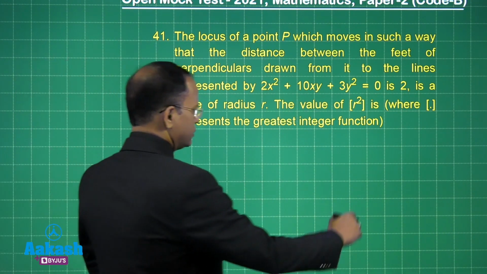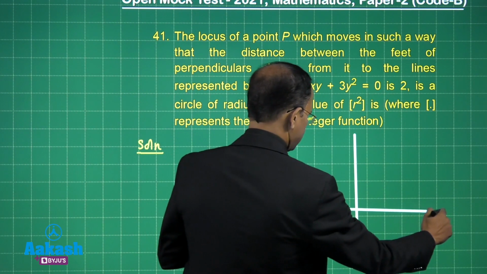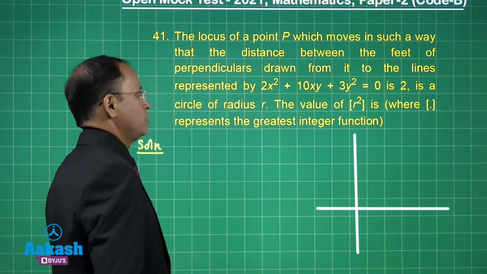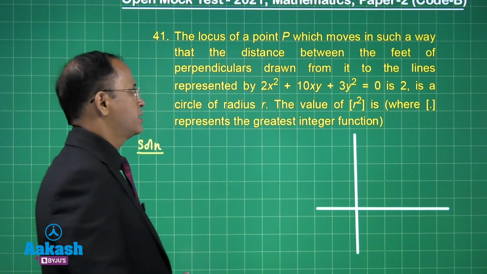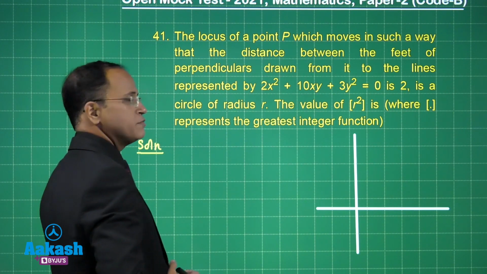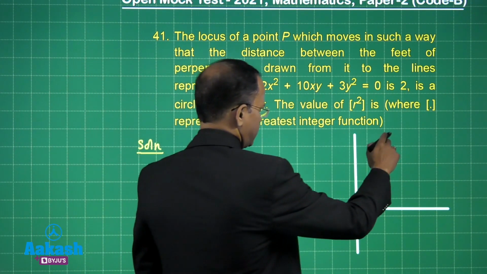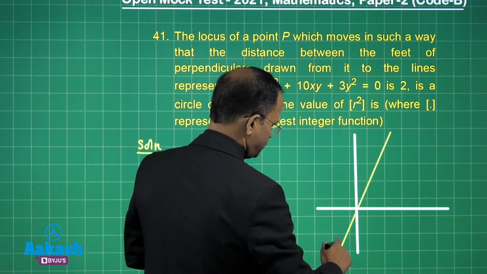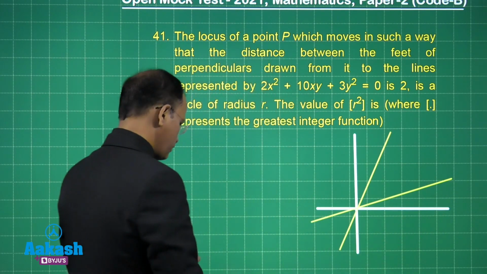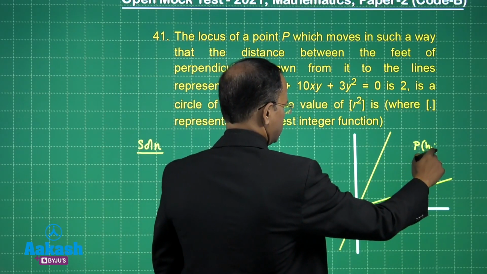You have been given the pair of lines, right? These are a pair of lines as we know, because this is a homogeneous equation of second degree, and it represents a pair of lines passing through the origin. So I am talking about lines like this. This is one line, and we have another line which is somewhat like this. Then we have a point P(h, k), so I am talking about this point.